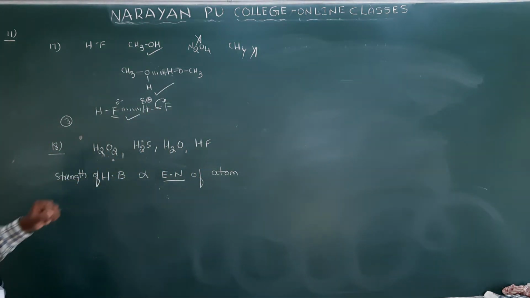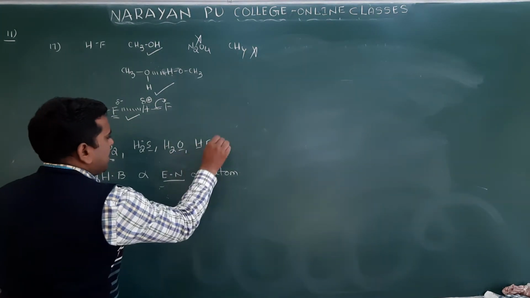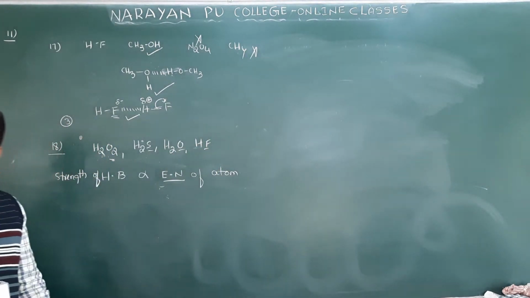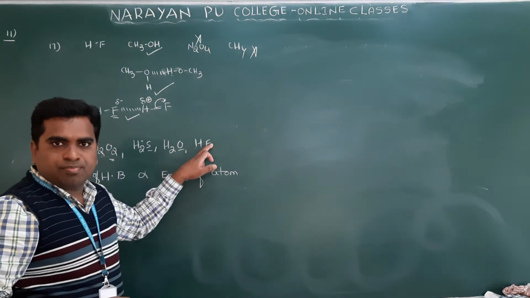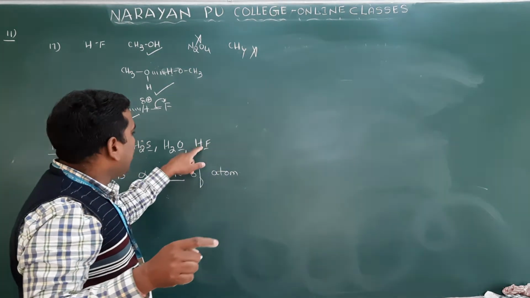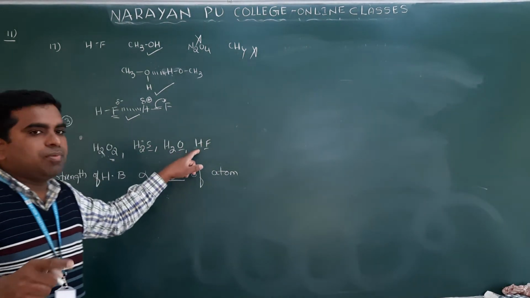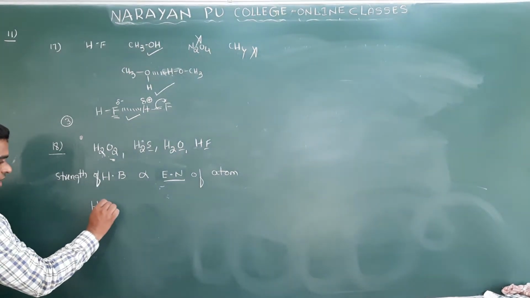Now, if you see here, there is oxygen, sulfur, and here oxygen and here fluorine. Which one is the most electronegative element here? HF, means fluorine. Fluorine is the most electronegative, and the strength of hydrogen bonding will be highest in HF. So first what will come here? HF.